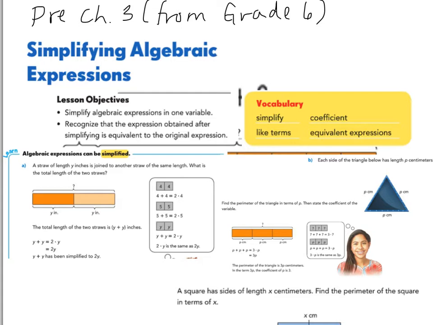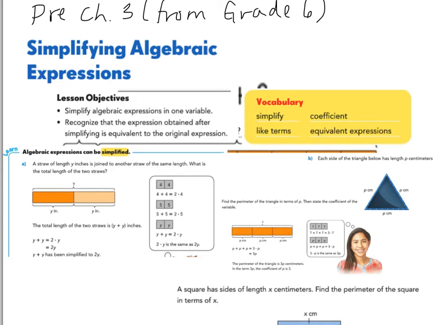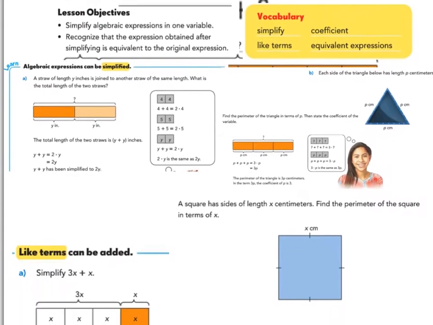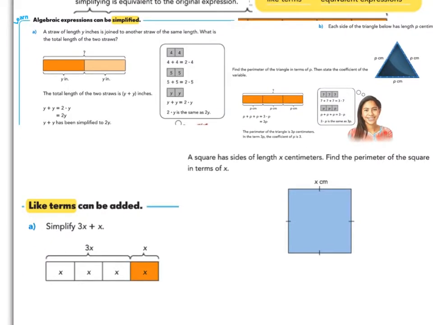So these are words we're going to need to know. We're going to need to know what simplify means. We're going to need to know like terms, coefficient, and equivalent expressions. Those are some words we're going to work on in the notes today. So I'm going to scoot up here and we're going to get started.